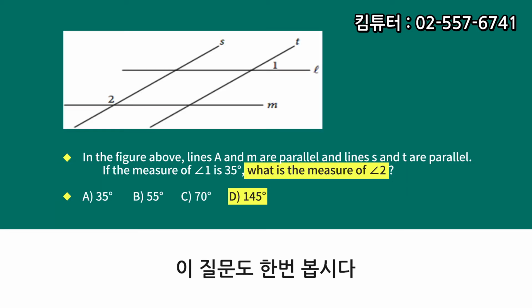The next question is, in the figure above, lines L and M are parallel, and lines S and T are parallel. If the measure of angle 1 is 35 degrees, then what is the measure of angle 2? Simply, you'll be able to find that 145 degrees is the answer.